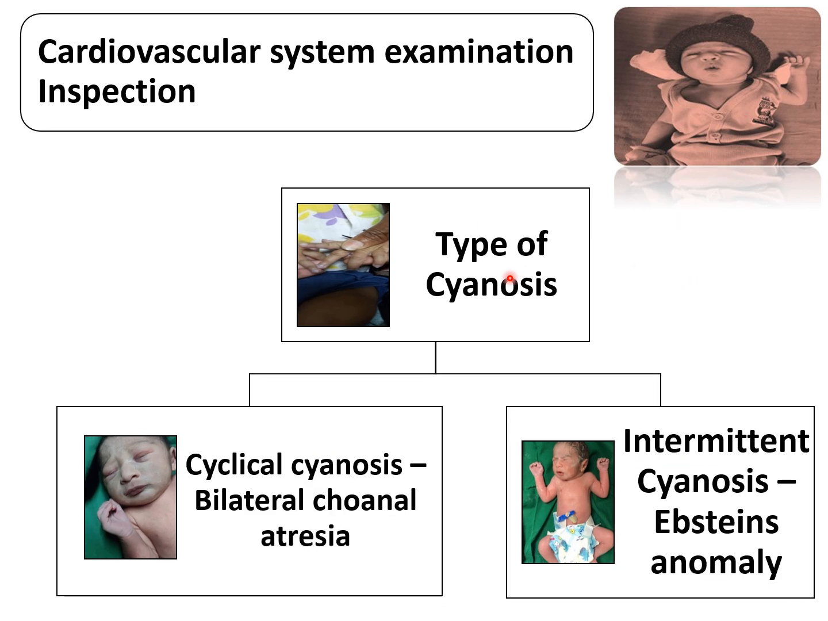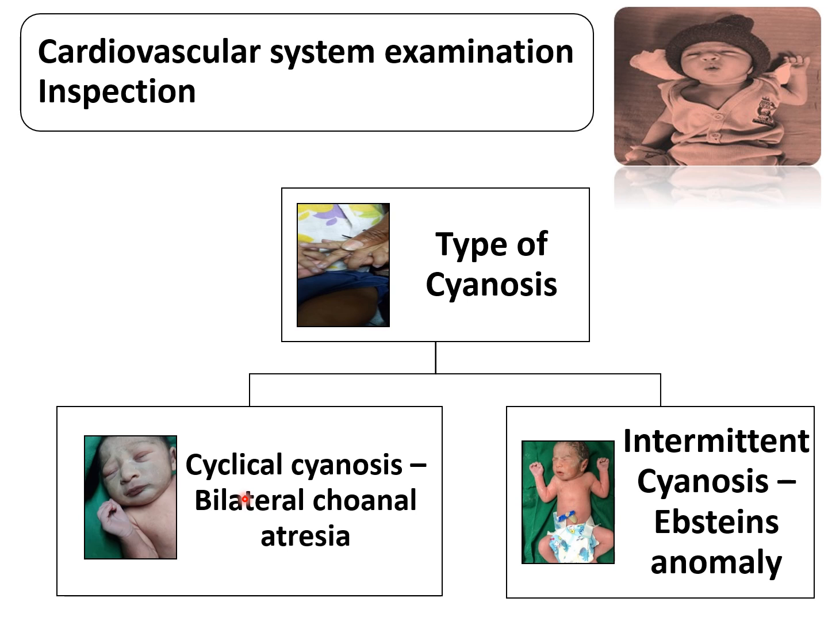Under type of cyanosis, in viva it is also asked what is cyclical cyanosis, when it is present, what is differential cyanosis, what is reverse differential cyanosis. So basically cyclical cyanosis is seen in bilateral choanal atresia. In this, when the baby is crying, the baby becomes pink, normal color, because the baby is able to take a breath during crying. Mouth will be open. When the baby stops crying, the baby will again become cyanosed.